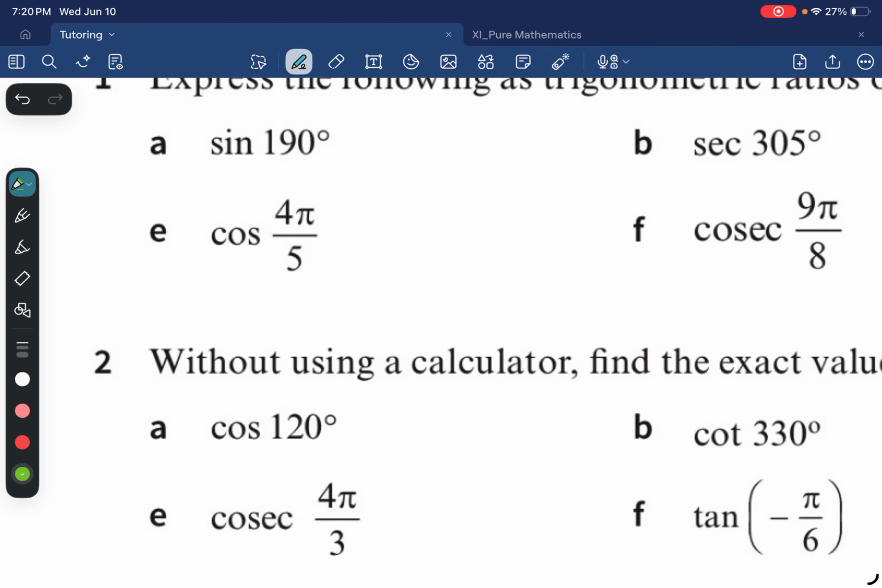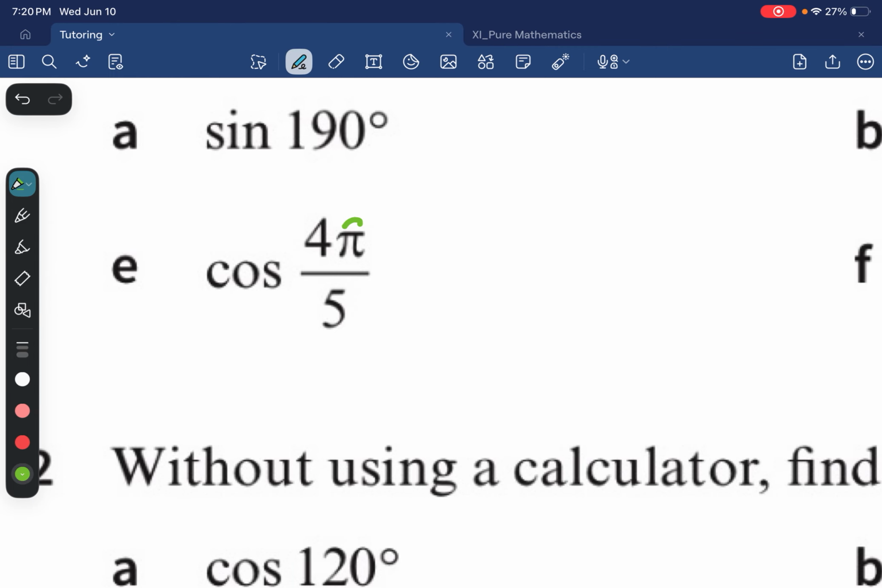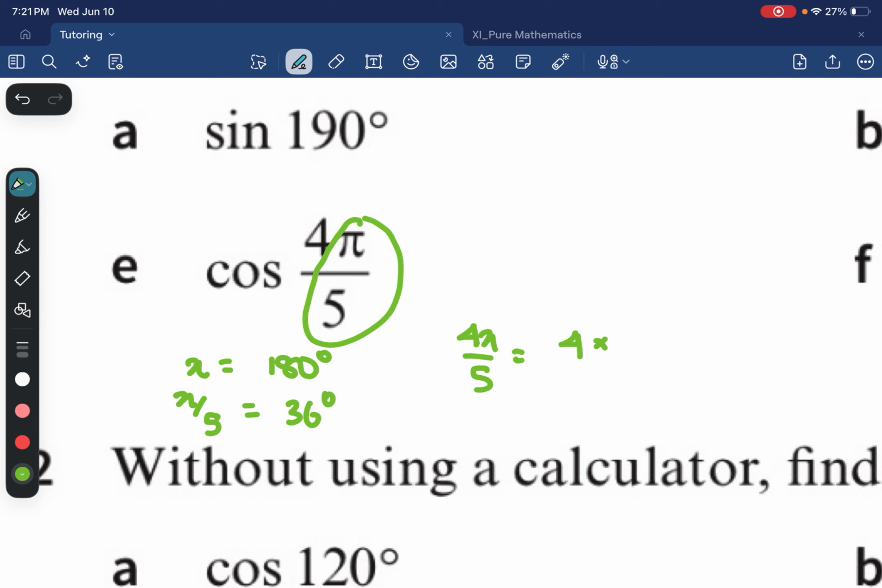Part E. I am more comfortable with thinking of things in degrees. So usually I would like to convert things to degrees. So pi by 5, right? Remember, pi is 180 degrees. Pi by 5 is going to be 180 divided by 5, which is 36 degrees. So 4 pi by 5 is 4 times 36 degrees, right? Because I'm just multiplying by 4 here. So that gives me 144 degrees.